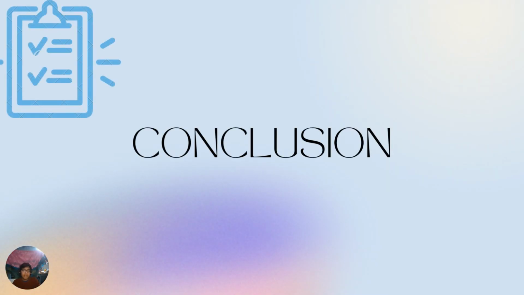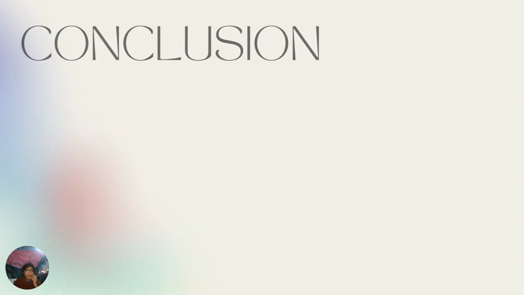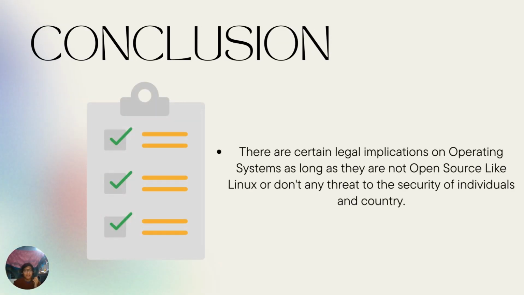So, let's talk about the conclusion. There are certain legal implications on operating systems as long as they are not open source, like Linux, or don't have any threat to the security of individuals and the country. That's a basic conclusion of the legal implications of operating systems.